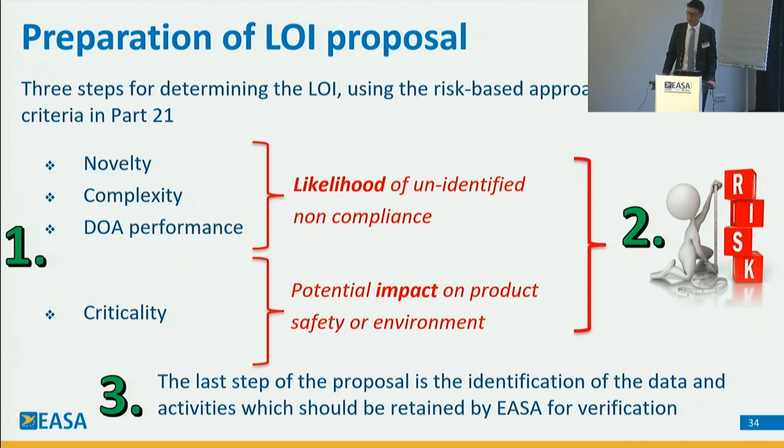So here you see a good example. Part 21 doesn't classify the 4 criteria. It only says you have to use the 4 criteria to make your risk assessment. What you'll find in the AMC here is that we would accept it as an acceptable means of compliance to use novelty, complexity, and DOA performance to determine the likelihood, and the criticality to determine the impact. That's a bit the idea of how the 4 criteria were built. And then, based on that, you make your risk assessment.